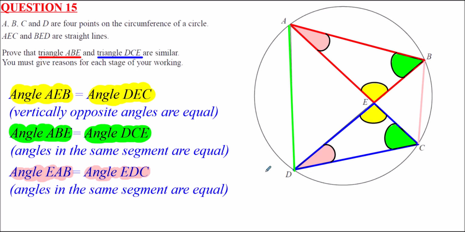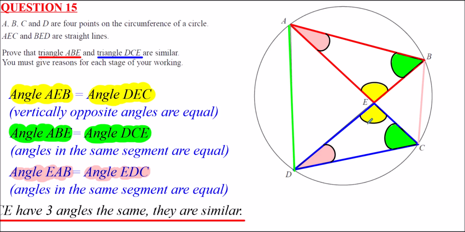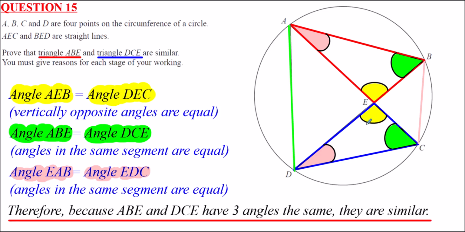So we've shown that pink is equal to pink, green is equal to green, yellow is equal to yellow. Therefore, these two triangles have three identical angles, different size triangles, but the same angles within them. Therefore, we can say that ABE and DCE, because they have three angles the same, have to be mathematically similar. That's all we need to do for question 15, so we can move on to number 16.